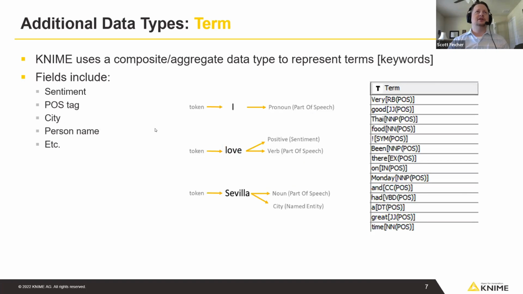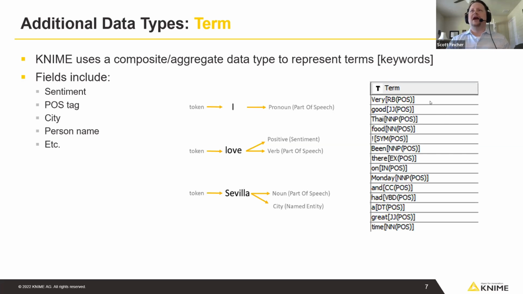The other data type we want to look at is called a term. So KNIME uses a composite data type to represent certain keywords from our text. So basically a term is 2 parts. It's going to be the word itself and some tag. What can the tag be? I mentioned those when we talked about enrichment before. You could tag according to sentiment, part of speech, city, somebody's name, is it an organization, whatever.